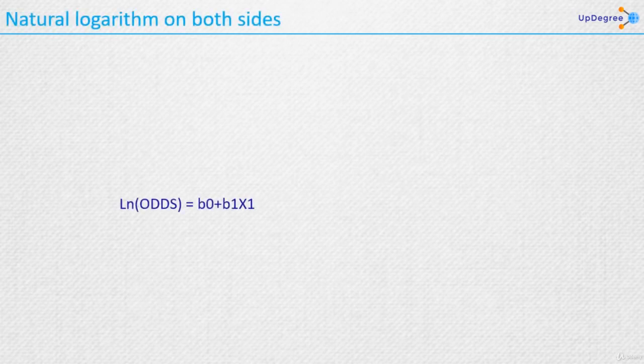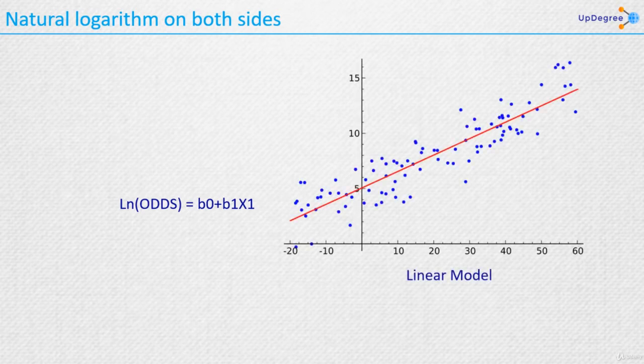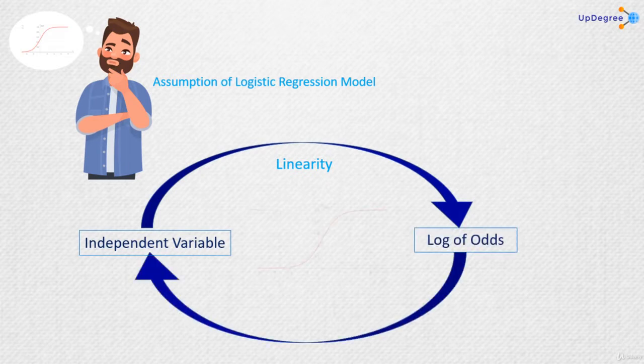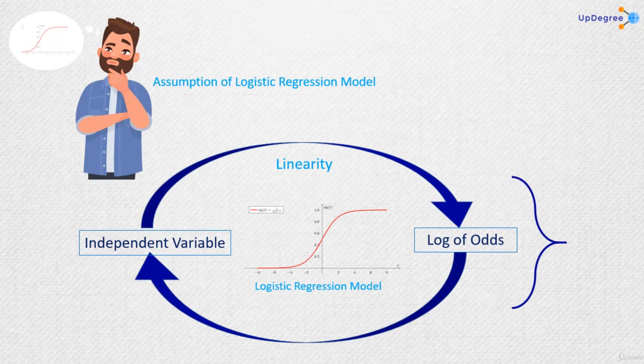Now if we take the natural logarithm on both sides, ln of odds gives you b naught plus b1 x1, that is, it's a linear model. So this is the assumption of logistic regression which we had discussed before, that there is linearity between the independent variables and the log of odds in the logistic regression model. That assumption got clarified in this derivation: if we take natural log on both sides, we get a linear model. Therefore ln of odds is equal to b naught plus b1 x1.